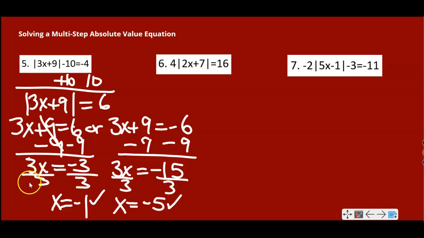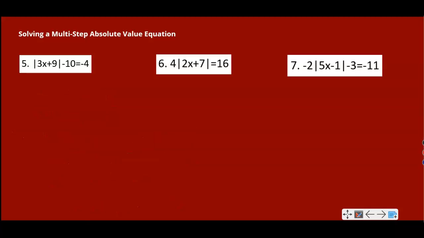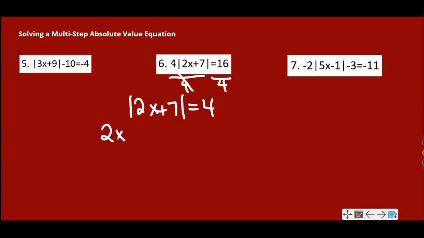All right, I'm going to clear this off so I have room to work the next problem. We're going to continue with number 6. Number 6 has 4 times the absolute value equals 16. Since we have 4 times this, we have to divide by 4. That leaves us with absolute value of 2x plus 7 equals 16 divided by 4, which is 4. Then we can set up our two equations: 2x plus 7 equals 4, or 2x plus 7 equals -4.